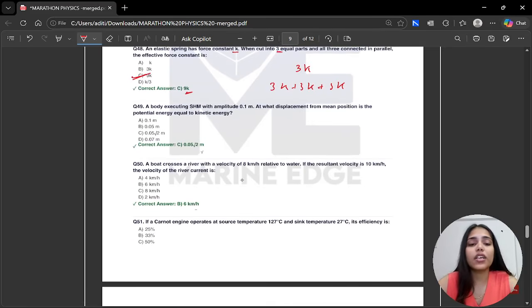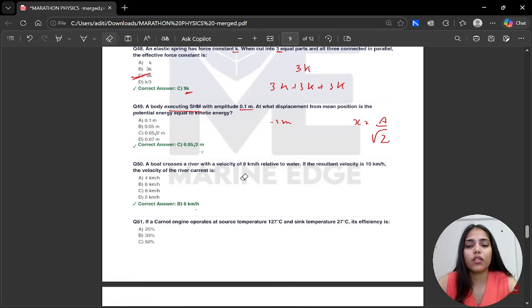A body executing SHM with an amplitude of 0.1 meter. At what displacement from the mean position is the potential energy equal to kinetic energy? Now, potential energy is equal to kinetic energy at x equals amplitude upon under root 2. This either you will be knowing or you can also derive it.